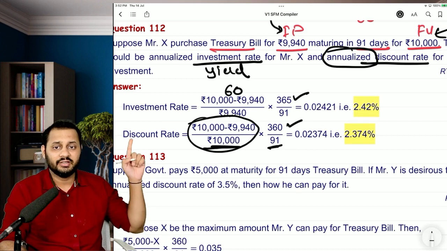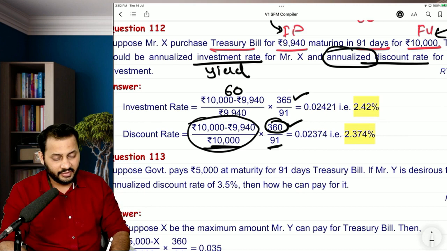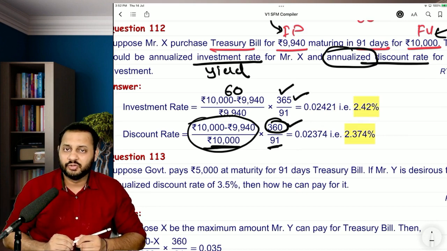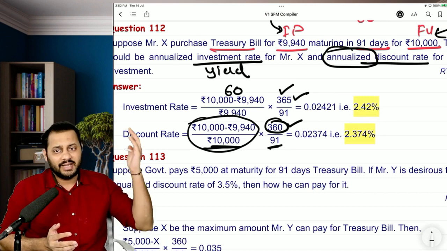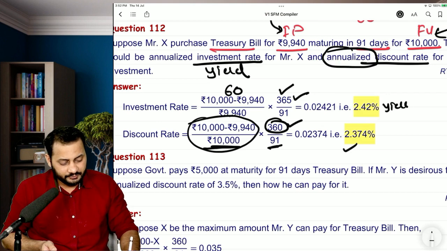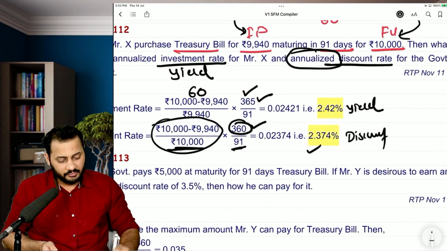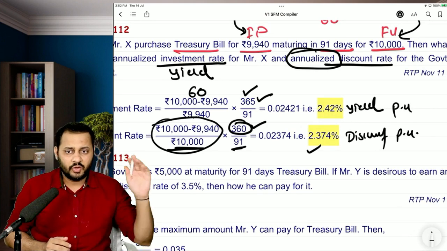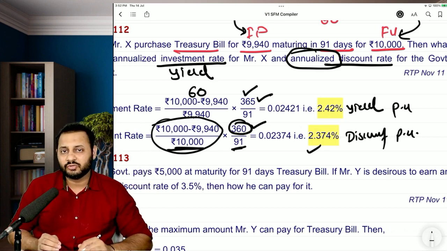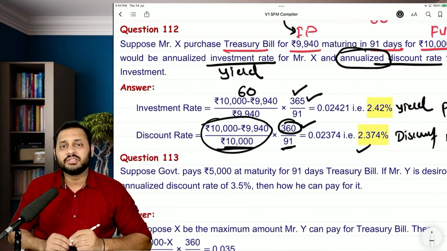Now you can clearly see that at the time of calculating the discount, the bank has taken 360 days, while an investor, a normal investor like you and me, is taking 365 days in the numerator. So it's all up to you. My suggestion is to go with this only. And once you calculate it, this is going to be the yield for the investor. This is going to be the discount for the bank on a per annum basis. So it is very clear, discount rate and investment rate will not match, 2.42% and 2.374%. Why? Because the denominator used in the beginning is different.